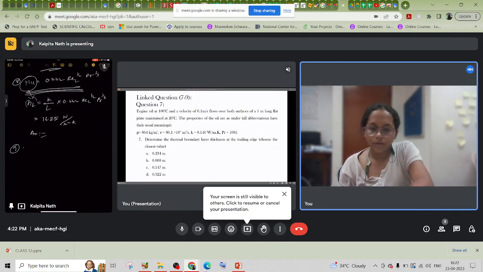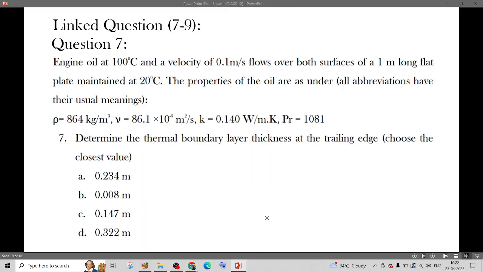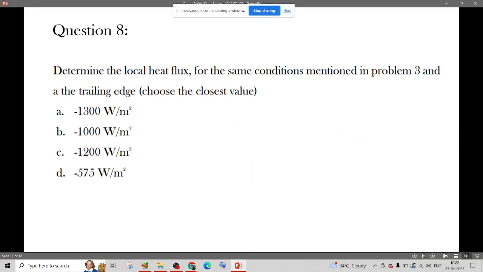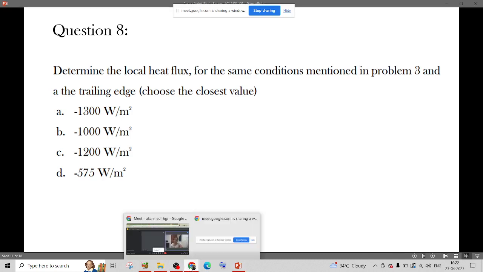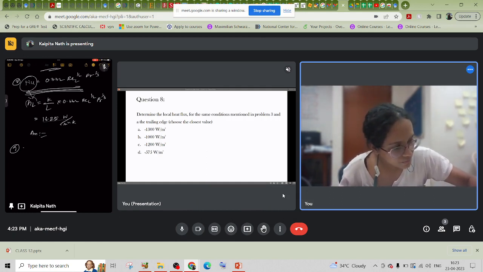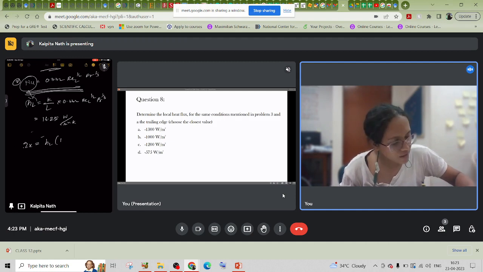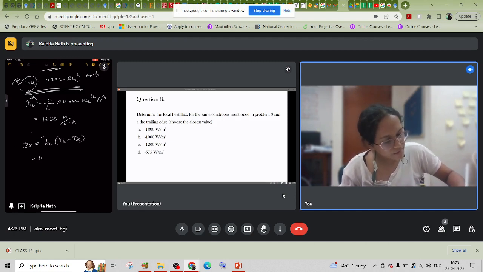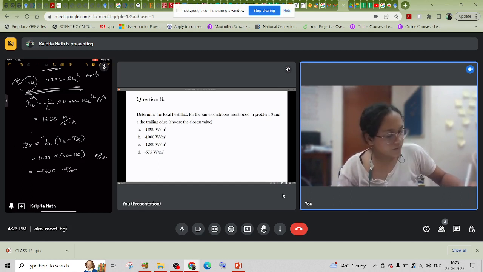For the previous problem I have not solved the whole one. We have to find out the local heat flux, right? We have just found the heat transfer coefficient. So the local heat flux will be h_L times (Ts minus T infinity), that is 16.25 into (20 minus 100) watt per meter square. That is equal to minus 1300 watt per meter square. This is option A.